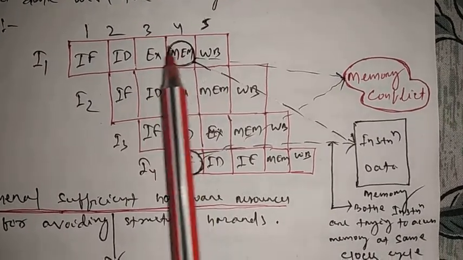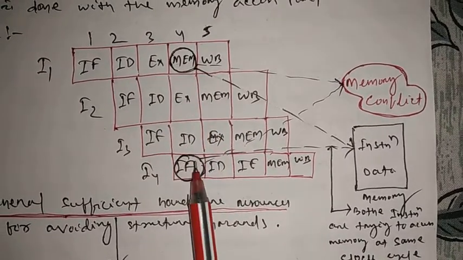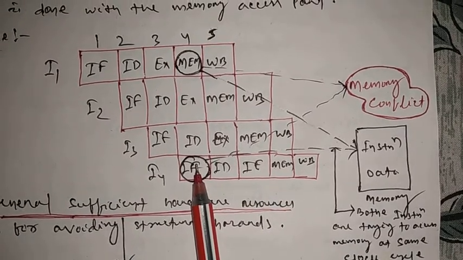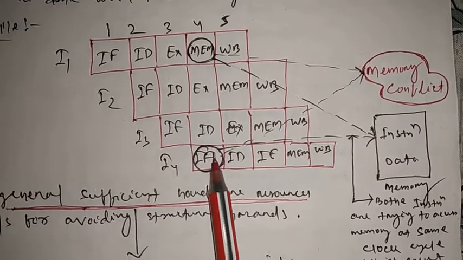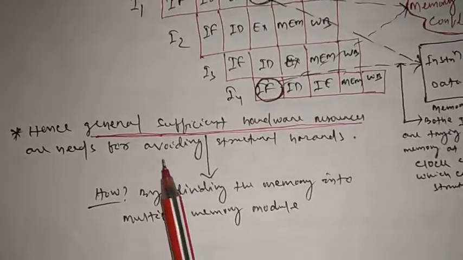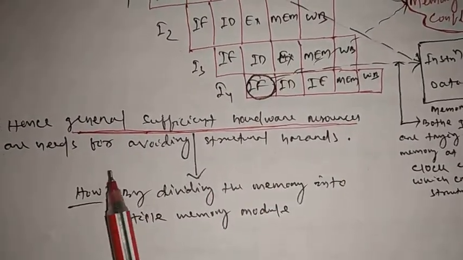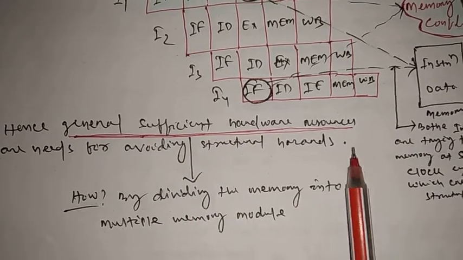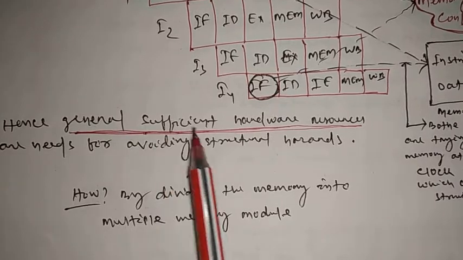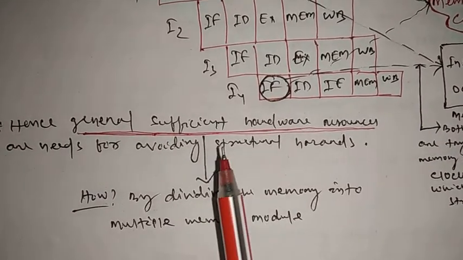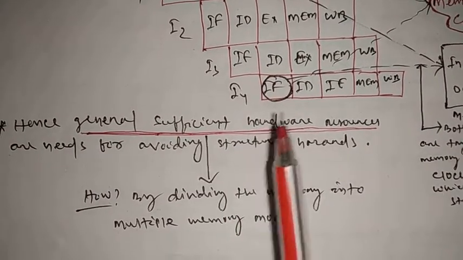So as instruction 1 is the earlier instruction, we have to stall instruction 4 for a while. After execution of instruction 1, we can proceed with instruction 4. Hence, sufficient hardware resources are needed for avoiding structural hazards. So how can we avoid the structural hazards? By introducing sufficient hardware resources, we can avoid structural hazards.